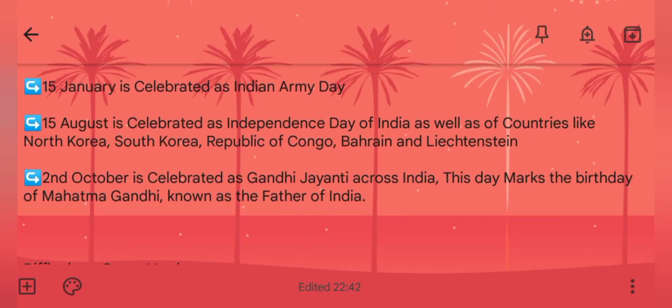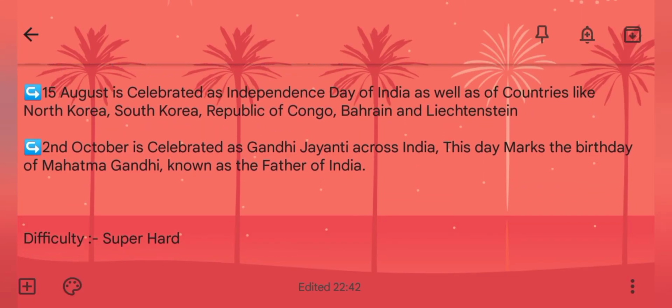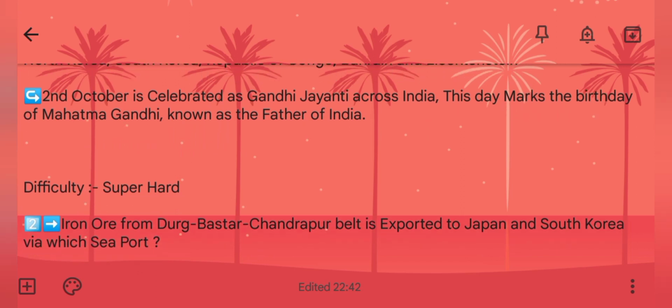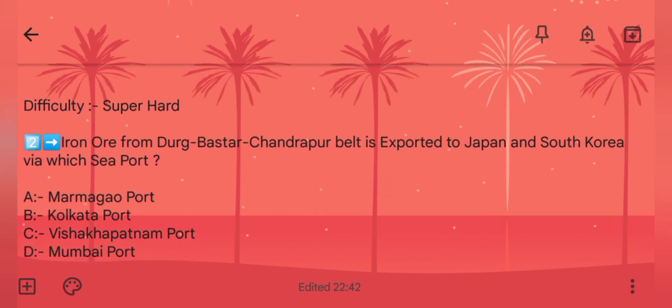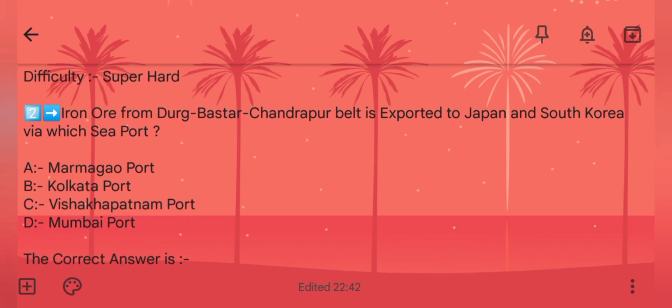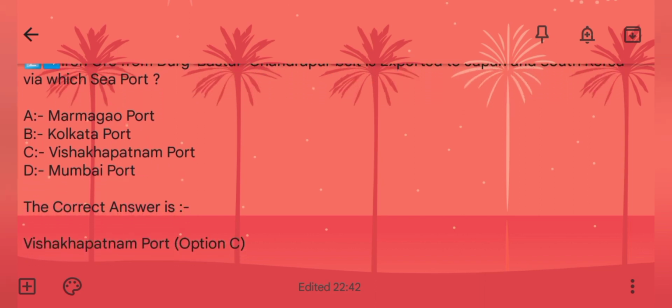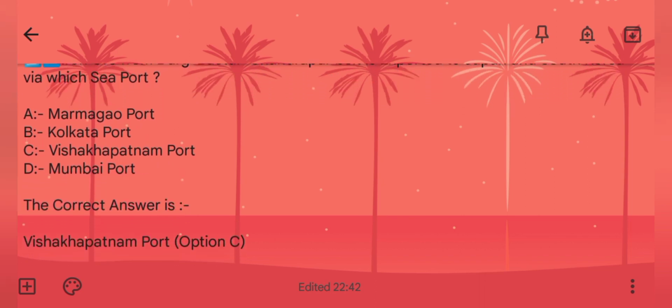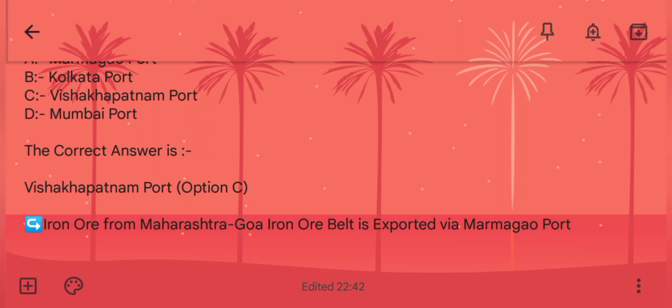Now the next question is gonna be super hard. So let's move on to it. Iron ore from Durg Bastar Chandrapur belt is exported to Japan and South Korea via which seaport? Your options are Marmagao Port, Kolkata Port, Visakhapatnam Port or Mumbai Port. The correct answer to this question is Visakhapatnam Port, or option C. Iron ore from Maharashtra Goa belt is exported via Marmagao Port, which is in Goa.